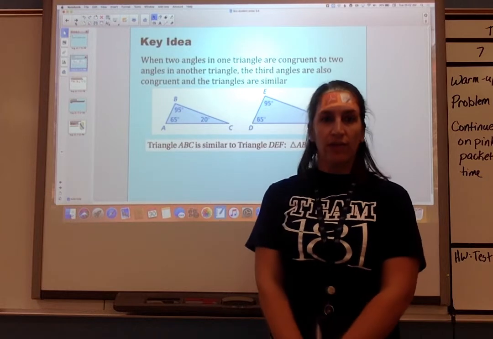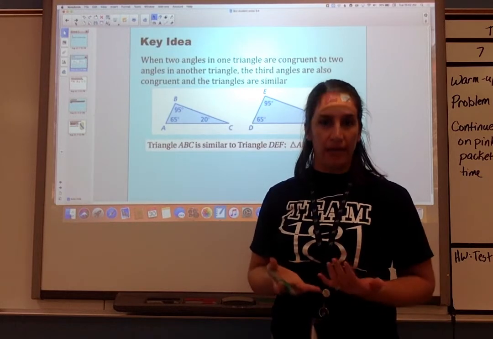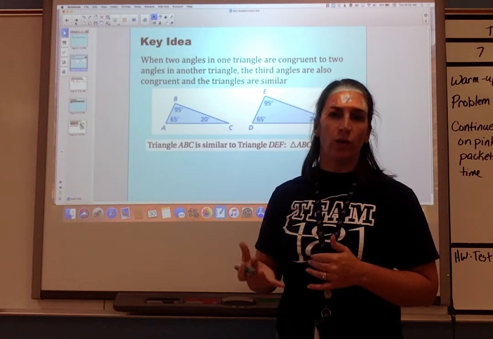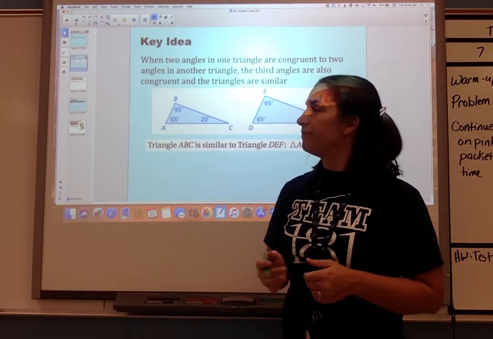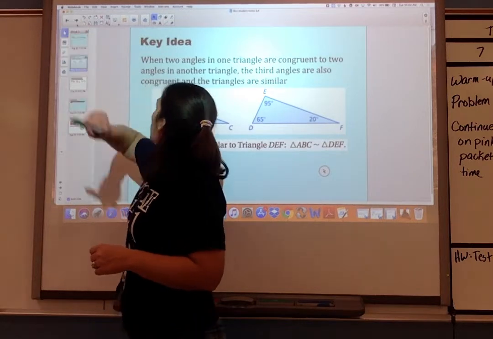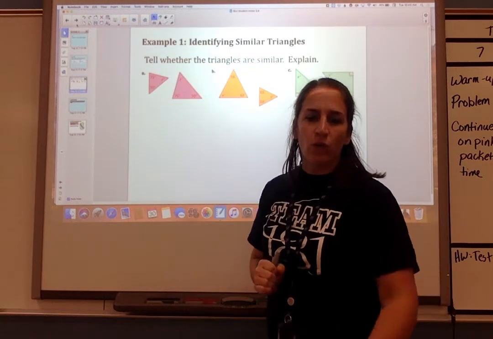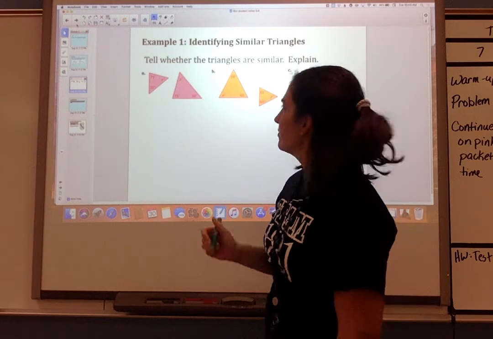We know that the three angles of a triangle add up to 180 degrees. So if we can prove what two of them are and that the two are congruent, we can prove that the third one is congruent. So let's go ahead and look at this first example. We need to determine whether the triangles are similar.